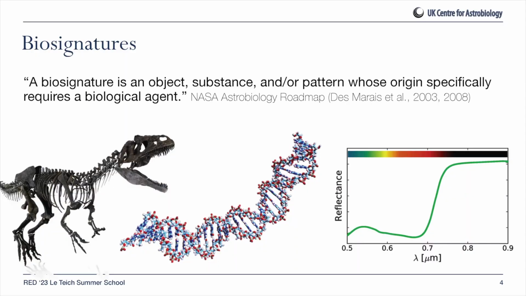So these proxies we call biosignatures. You may have heard this term many times before. There are various definitions out there in the literature. A popular one is that a biosignature is an object, substance and/or pattern whose origin specifically requires a biological agent. So this is what we might think of as a strong definition, where if something's a biosignature, it must be produced by life. There are other slightly weaker definitions.